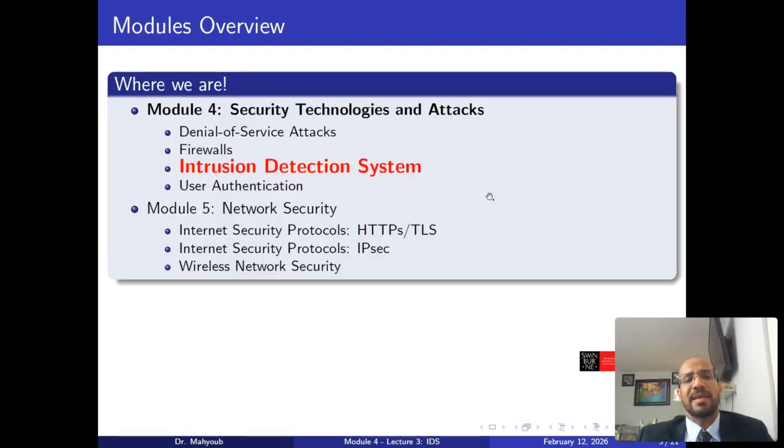So IDS is a natural next step after firewalls. If firewalls are kind of bouncers or guards, you can imagine, the IDS is the security camera that spots what the guards miss. So IDS complements firewalls by detecting suspicious behavior that filtering alone may not catch.